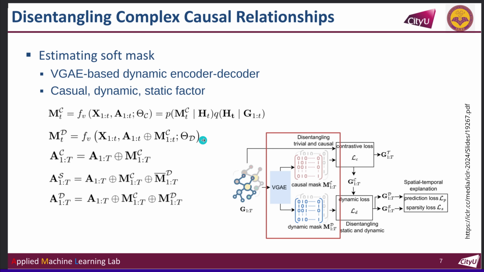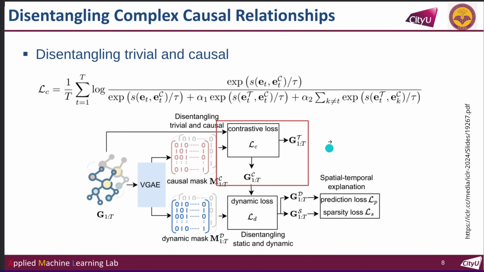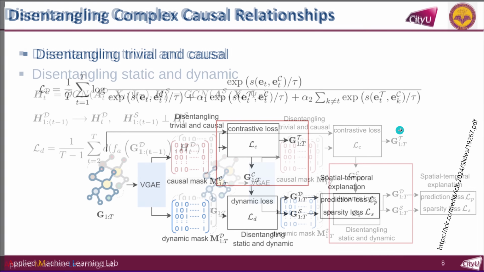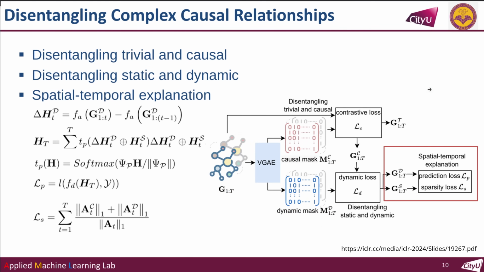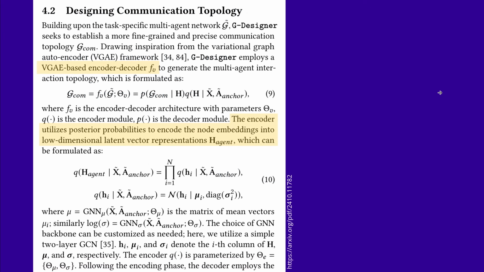Here you have the mathematical formula, but maybe this is more interesting: how you disentangle the trivial and the causal. You have a causal mask and a dynamic mask. Then you have the formula for the contrastive loss function. This is the formula for the dynamic loss function. And then the 4th step is simply the spatial temporal explanation of the prediction loss and the sparsity loss, and how it's combined. So maybe a little bit of a deep dive, half an hour you have to invest in this paper, but then you're up to speed.